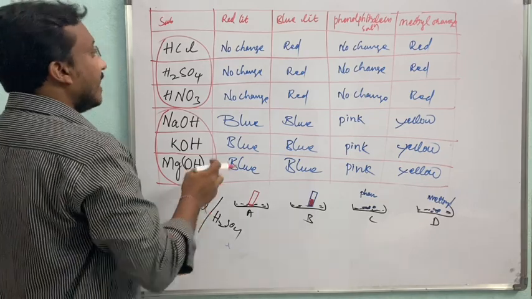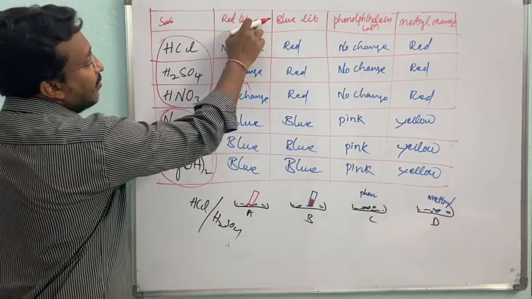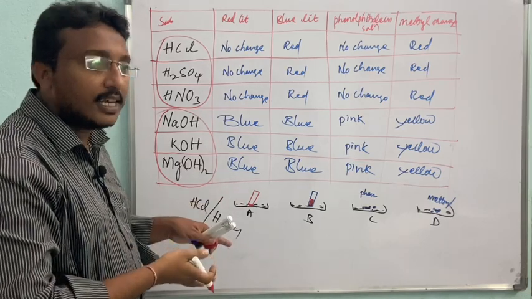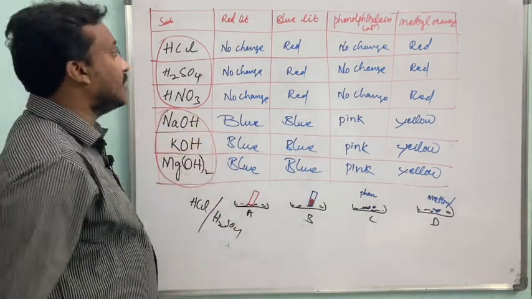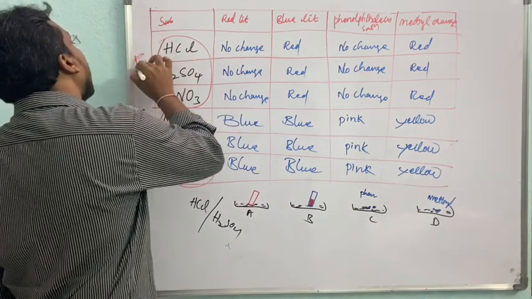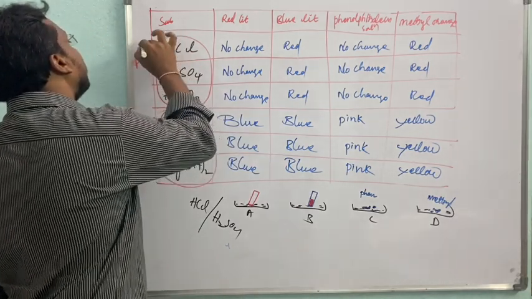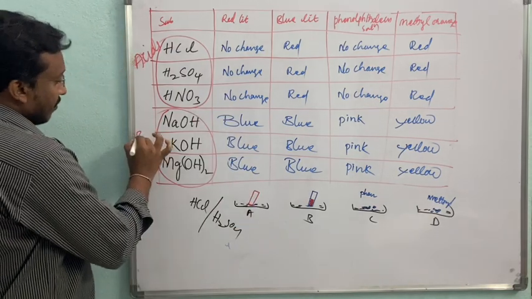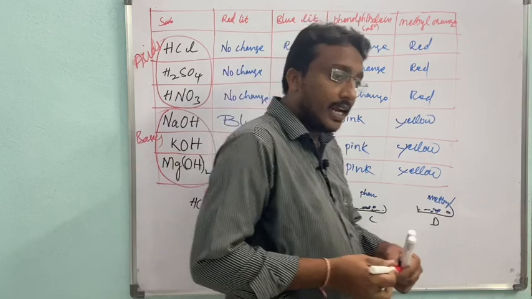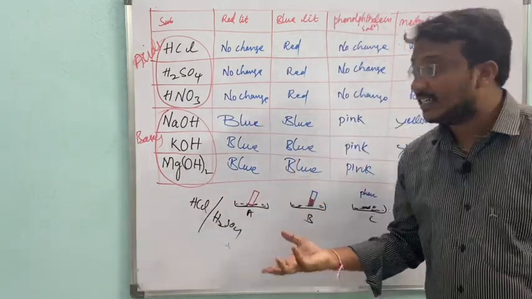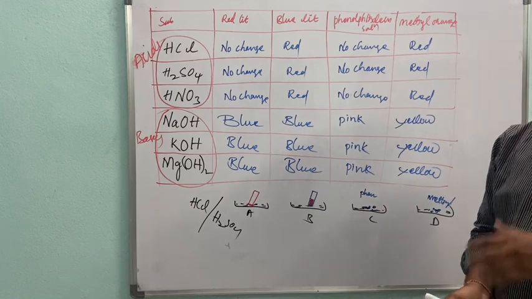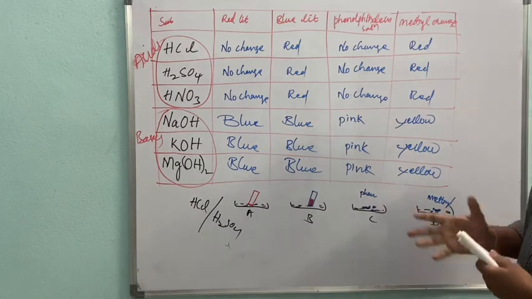Then, red litmus paper turns blue, then the given solution is called basic in nature. So these are acids, and these are bases. Like that, we can test in the laboratory. Got it? All right.